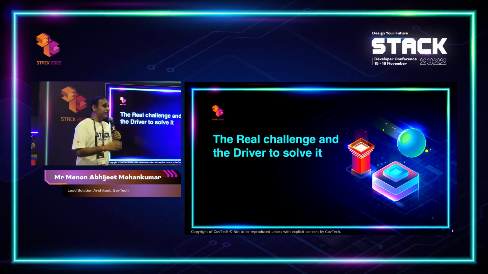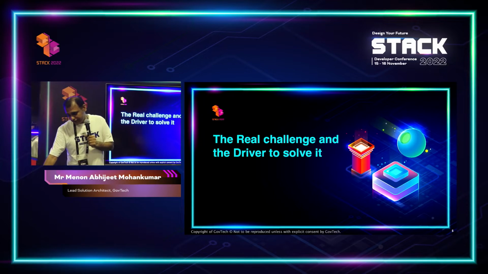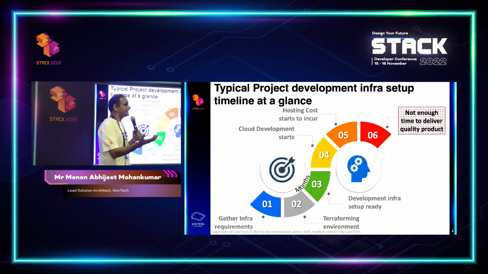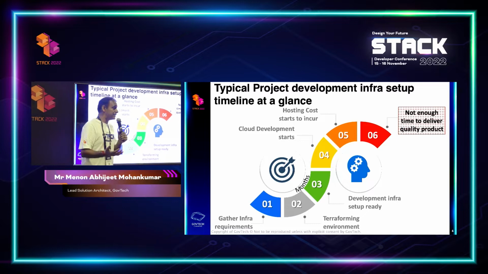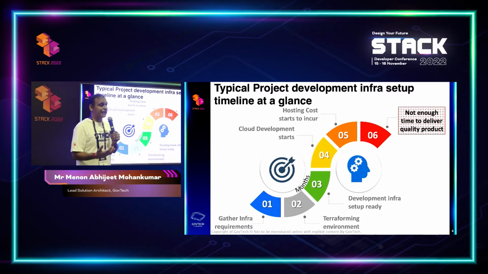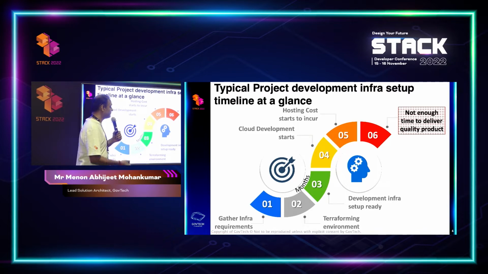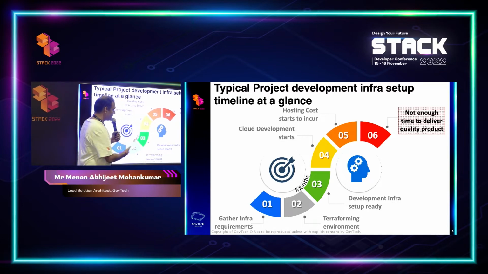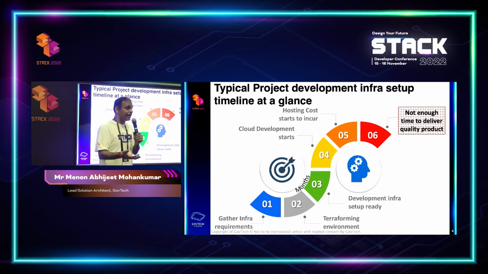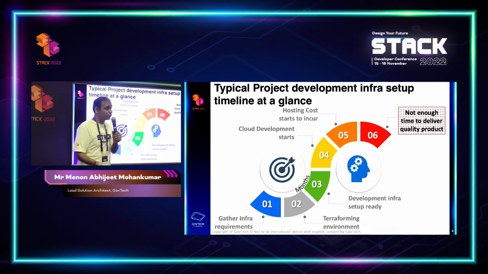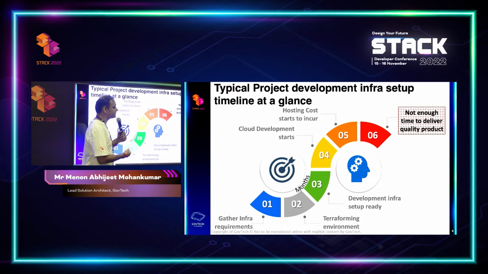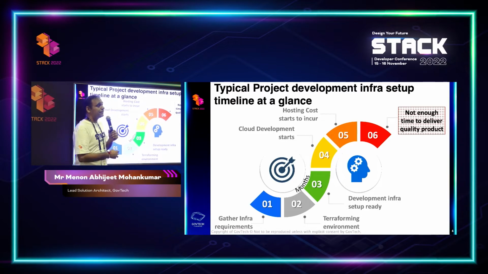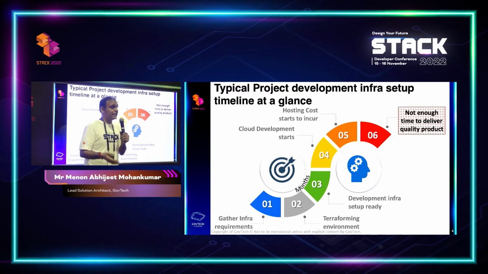So let me start with the real challenge in our current world. Say you have a project with a life cycle of 6 months. We always start with requirement gathering, because you need to understand what infra you need. Next is terraforming, or creating the environment, which takes around 3 months to come up with the infra. Especially in government environments, you have compliance and governance to work with, which takes more time. In such a scenario, the developers can only start in the 3rd or 4th month of developing what they want to do in the cloud.